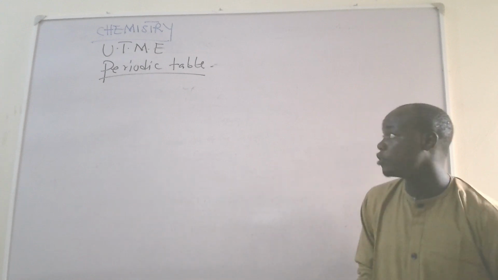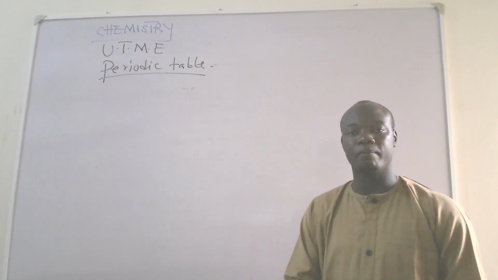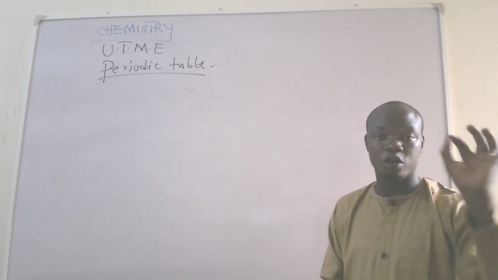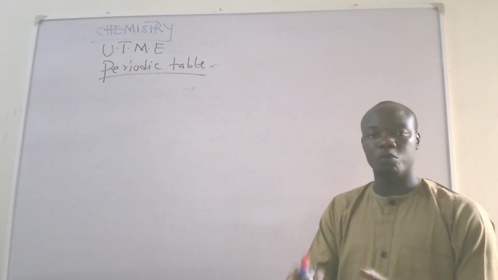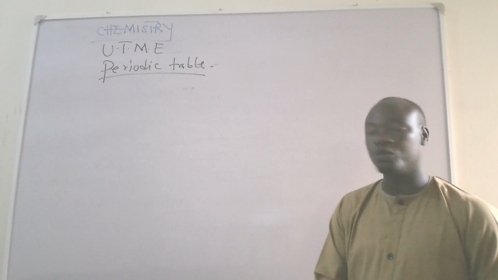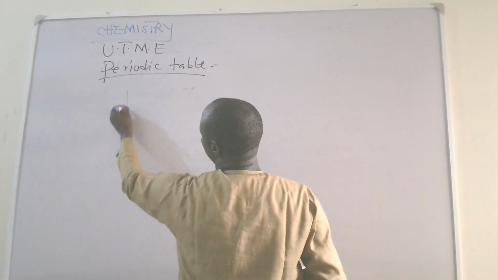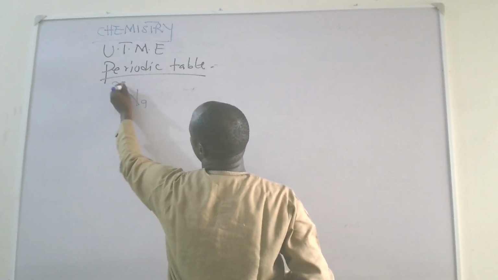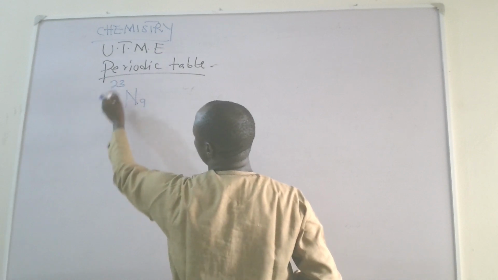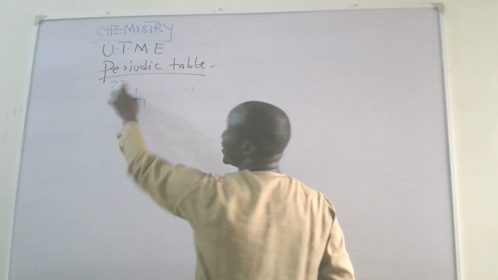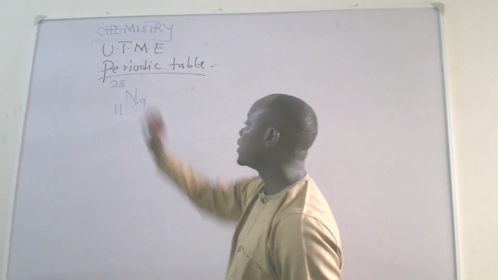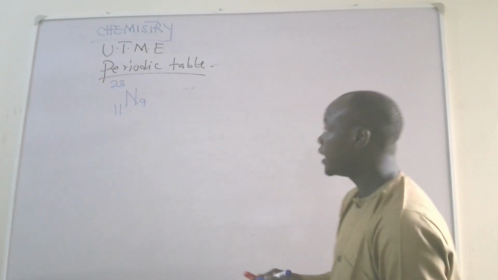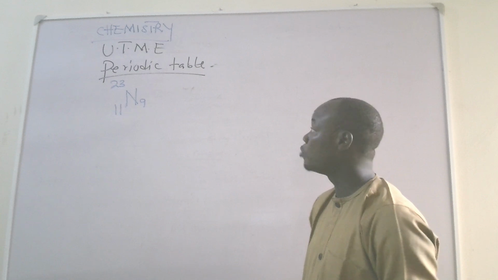So based on the definition of the periodic table, atomic number and mass number, you can have an element and be asked to get the number of protons and neutrons in the atomic nucleus of that element. And how do we do it? Assuming we have the element sodium, the mass number of sodium is 23, and the atomic number is 11. If you look at this element, you will realize that sodium is neutral.